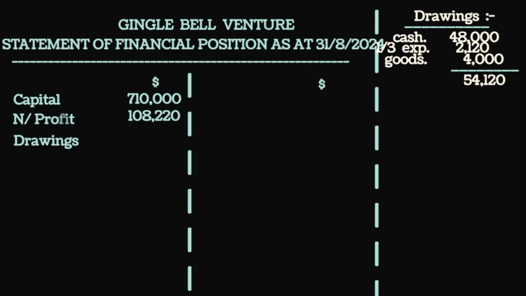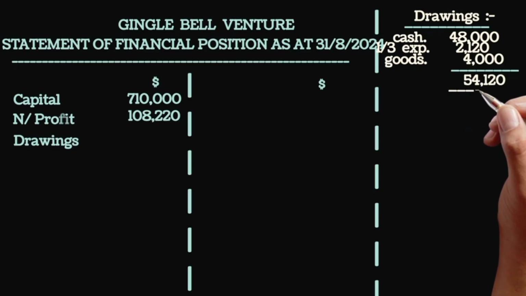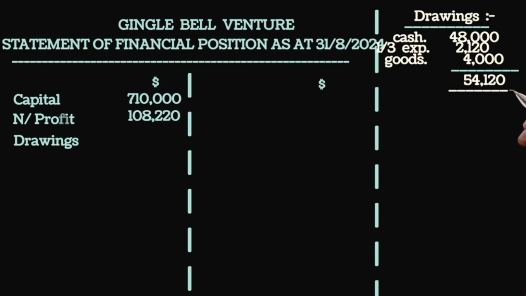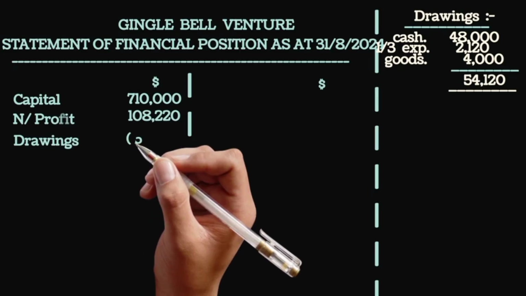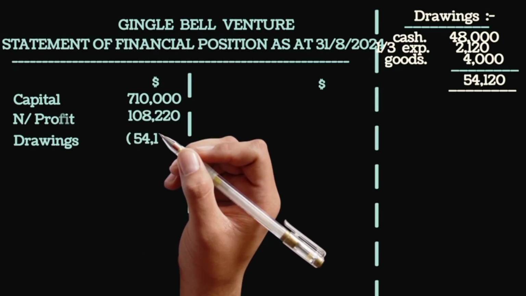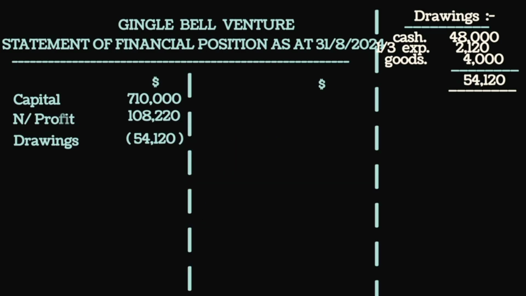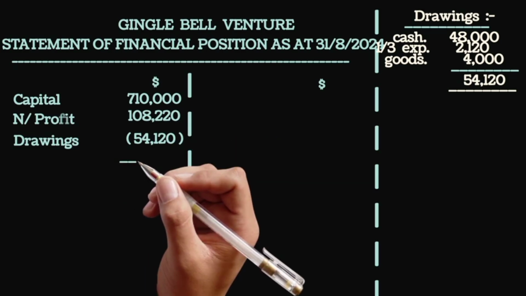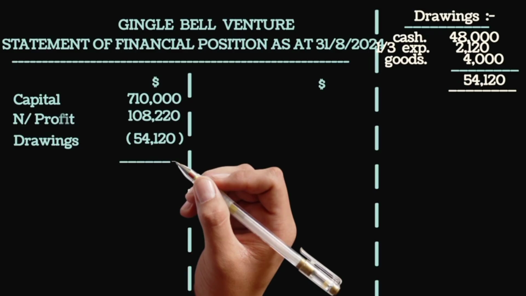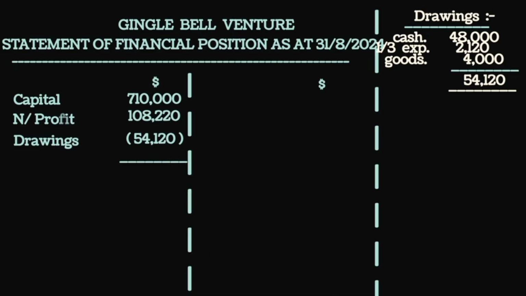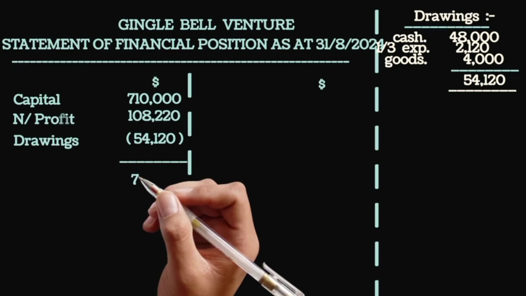There is also drawing of goods worth 4,000. All this drawing must come to bear. And when we total the drawing, we'll be having 54,120. So that is the total value of drawing, and it will be deducted from what? Adjusted capital is capital add net profit less drawing.